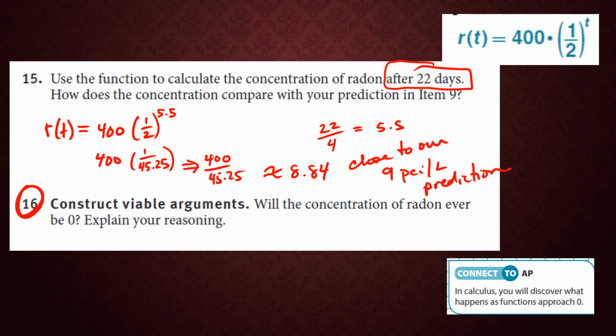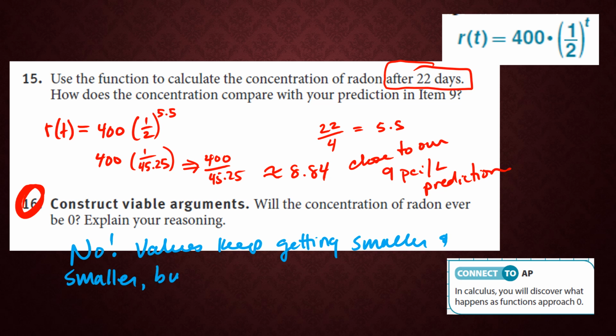Now, this is a great question. I want you to really think about this. Will the concentration of radon ever be 0? Explain your reasoning. So pause and think. Pause me and think. So no. The values keep getting tinier and tinier, but they'll never reach 0. But they'll never actually disappear.